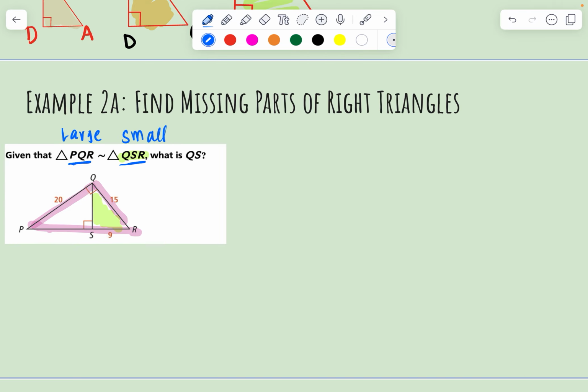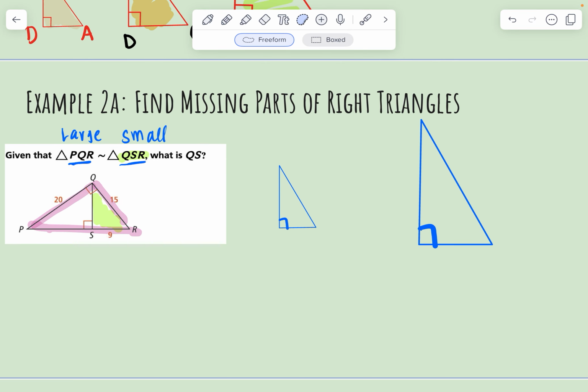I'm going to redraw those so they're kind of facing the same way. So there's my small triangle. I'm just going to duplicate that to make my large triangle. So for the small triangle, the one that I just colored in green, I can see that S is where the right angle is. The shortest side is from S to R, and the longest side is from R to Q. We know that this is 15, and this is 9. That's what they give us.